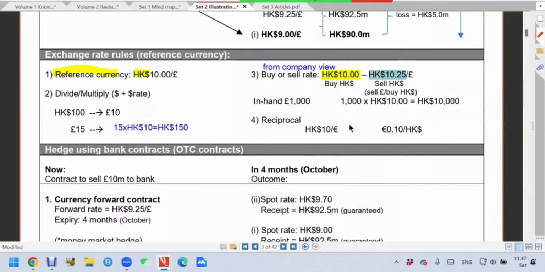So we are now going to establish what 10 here is, for me, for the company: buy Hong Kong dollar, sell Hong Kong dollar, buy pound or sell pound. I don't want to analyze when I do questions. I want to analyze now, understand, and memorize. Now we're going to combine this one here and get this one.